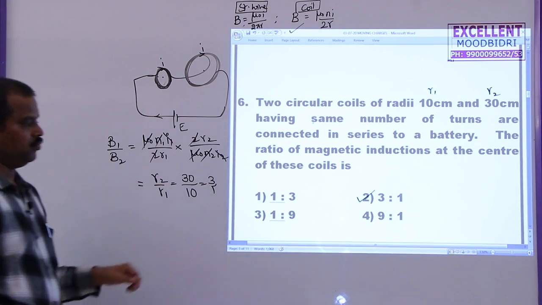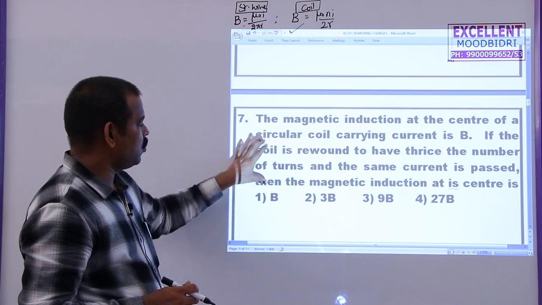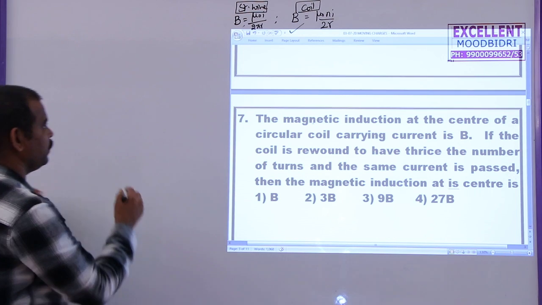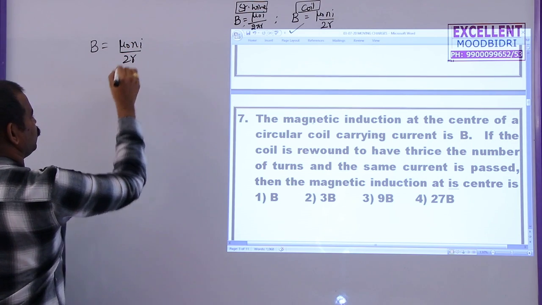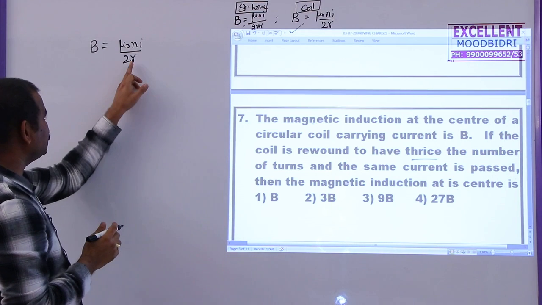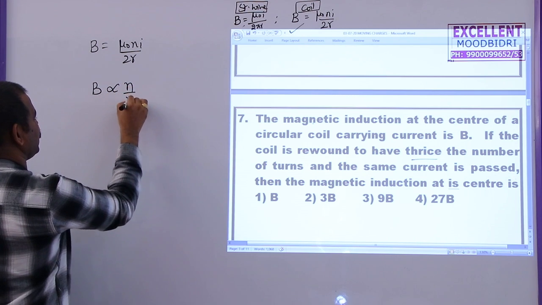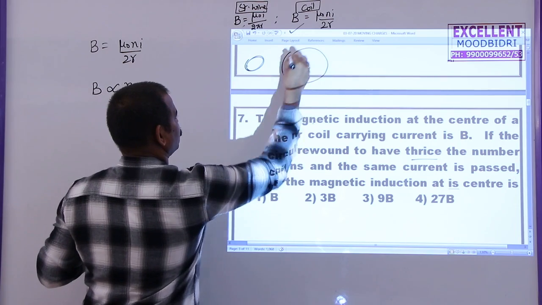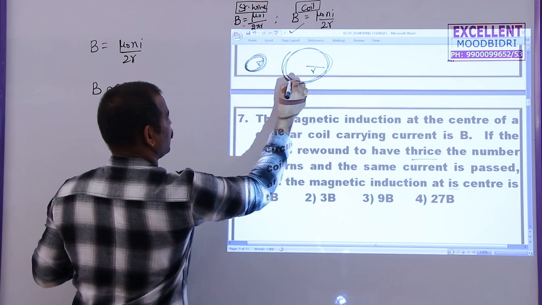Answer is 3:1. The magnetic induction at the center of a circular coil carrying current is B. If the coil is rewound to have thrice the number of turns, and the same current is passed, what is the magnetic field? Magnetic field due to a current carrying coil is mu naught Ni by 2R. Here the number of turns are tripled. But the radius is not mentioned. So what do we have to write? B is directly proportional to N by R, because all other quantities are the same. If a coil is rewound like this, that means if the radius increases, the number of turns will be less.